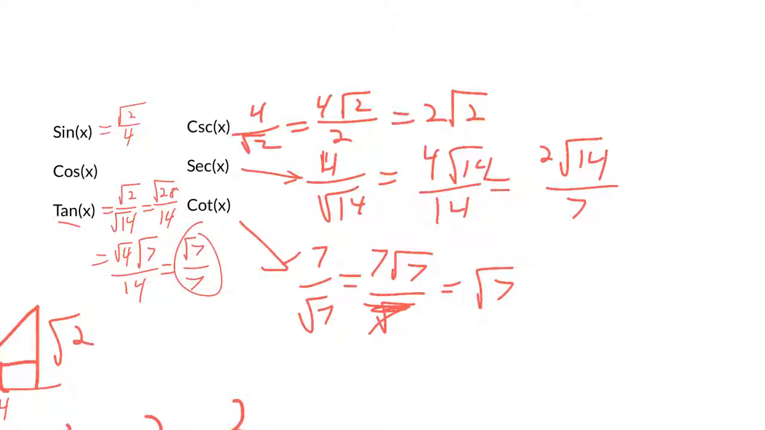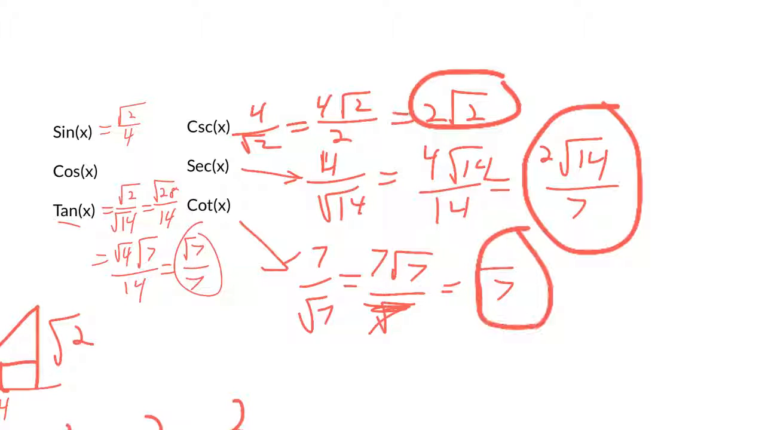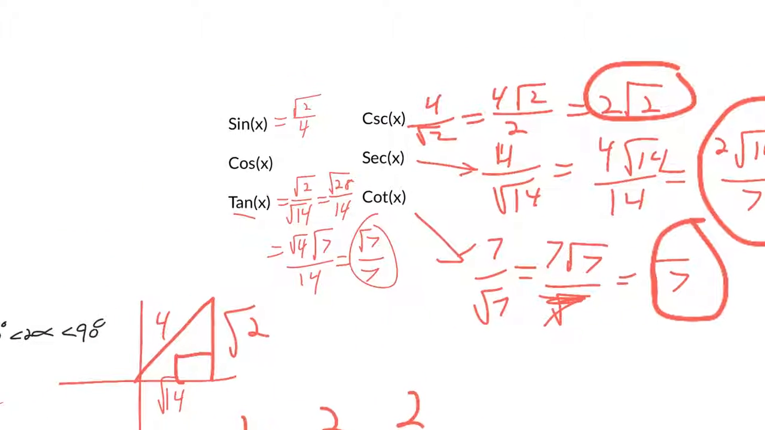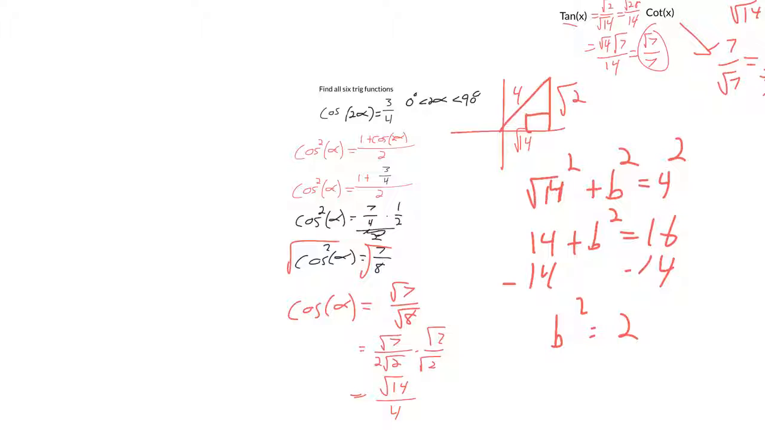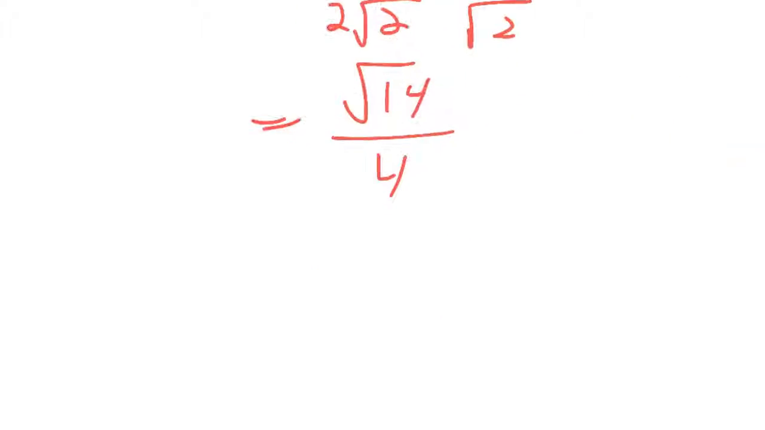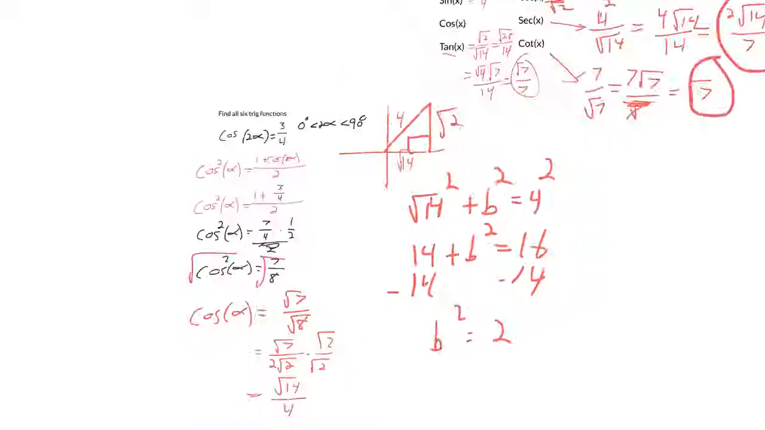Ooh, a little messy, but there's cosecant, there's secant, there's cotangent, and then we've got the other three. Cosine is what we found. And again, these shouldn't be x, these should be in terms of alpha, but there's your cosine of alpha right there.